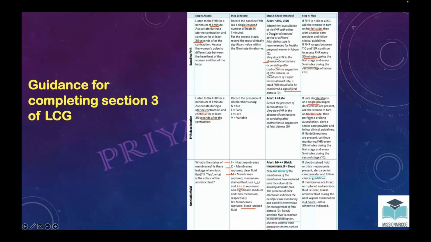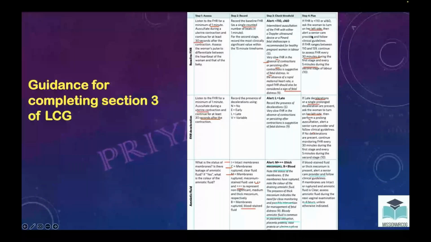Apart from this, there are certain thresholds. The threshold is less than 110 and more than 160. So you have to listen very carefully and note the threshold. Now what they say is, if this parameter is in the alert zone, you will circle it red. Then the plan will be to put the patient in a left lateral position, and then senior review would be required.